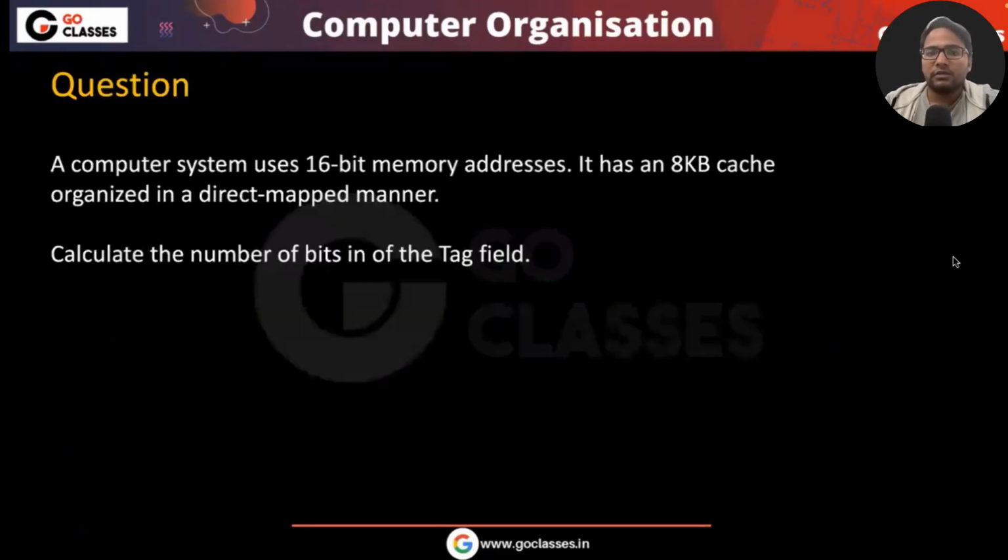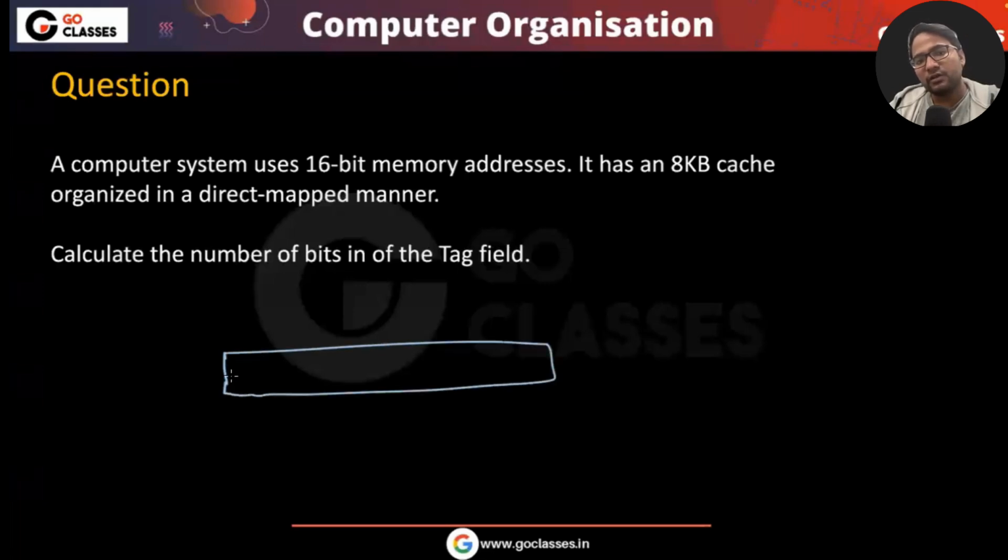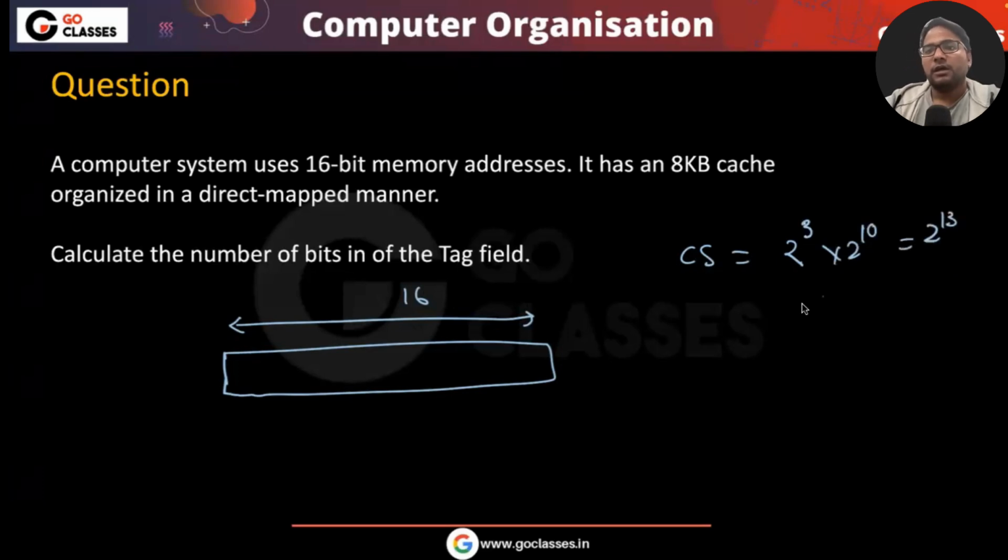Okay, so let's see this question. What they're saying, this is a very interesting question. A computer system uses 16-bit memory address. It has 8 KB cache organized in direct map manner. So they are saying that 16-bit is the memory address. The total is 16. And 8 KB cache they have given. So cache size is 2 power 3 into 2 power 10, which is 2 power 13, right? 2 power 13 bytes. Now they're asking the number of bits in tag field. Can you solve this question?